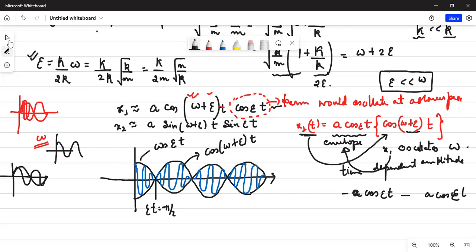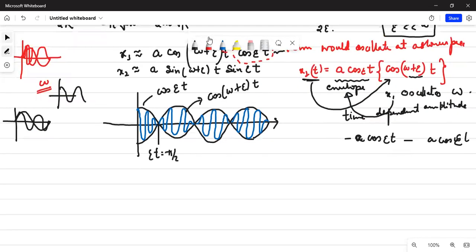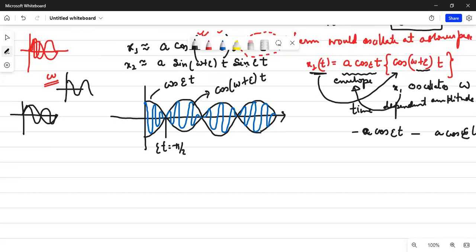Like, we should make that one also. What will the second case be? In the second case, your envelope will be a sin epsilon t. I'll make it here. In the second case, your envelope will be a sin epsilon t. This will be it. And because sine is a sinusoidal function lying between -1 and 1, the envelope will be like this way.